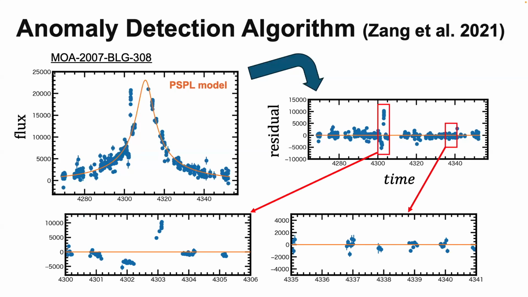Next, we set a window for this residual. This is an example of the window. The left window contains the anomaly signal, and the right window is a normal region without anomalies.